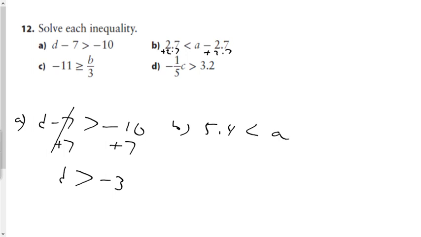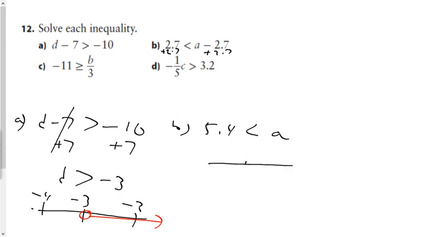Now on your test, you're probably going to be asked to not only write your solution like that, but also graph it, because I need to know that you know what it says. So -3 goes there, -4 goes there, -2 goes there. Open boundary point, all values greater than -3 would go that way. All values greater than 5.4, open boundary.